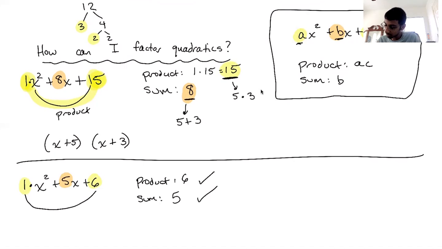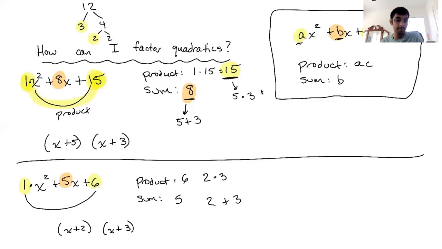So therefore we know that we're doing 2 times 3, and we're doing 2 plus 3. Those would work, right? So now from here, we're just going to write this as x plus 2 and x plus 3, right? Because that should work out as well.